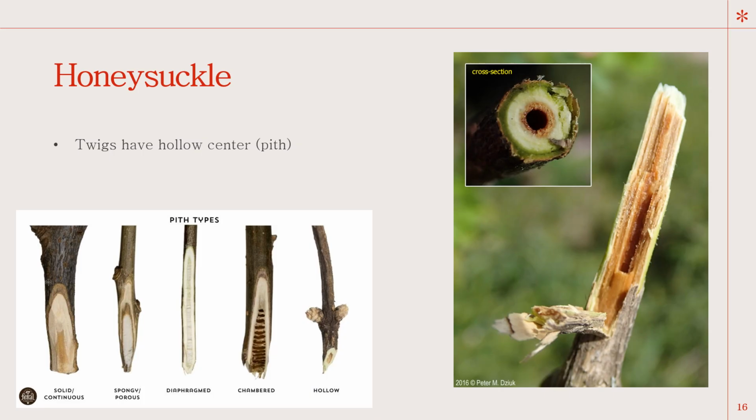And one identifying feature for honeysuckle is they have a hollow center, or what's known as a pith. So if you cut off a branch of honeysuckle and look inside, it will be like a straw which you could suck up something. And the pith is important, especially for winter ID for trees and shrubs, because various trees and shrubs will have different styles of piths. Just a little fun fact to have.